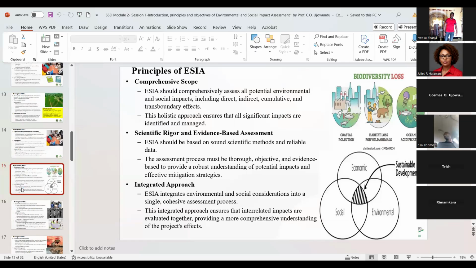We talk about integrated approach. What does that mean? It means that you integrate all environmental and social aspects into one single thing, because there are interrelationships. This integrated approach ensures that interrelated impacts are evaluated together, providing a more comprehensive assessment, because as you go, you will see things coming up. But if you're able to do a good ESIA process, you will find out that along the line, you must have attended to each of these issues that will come up.